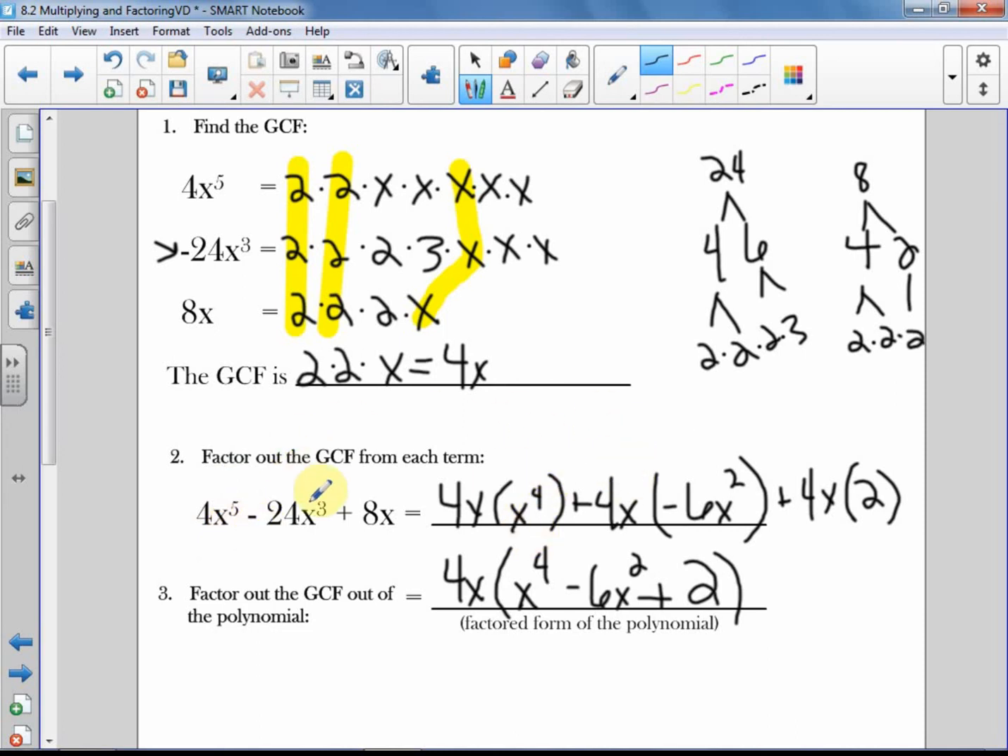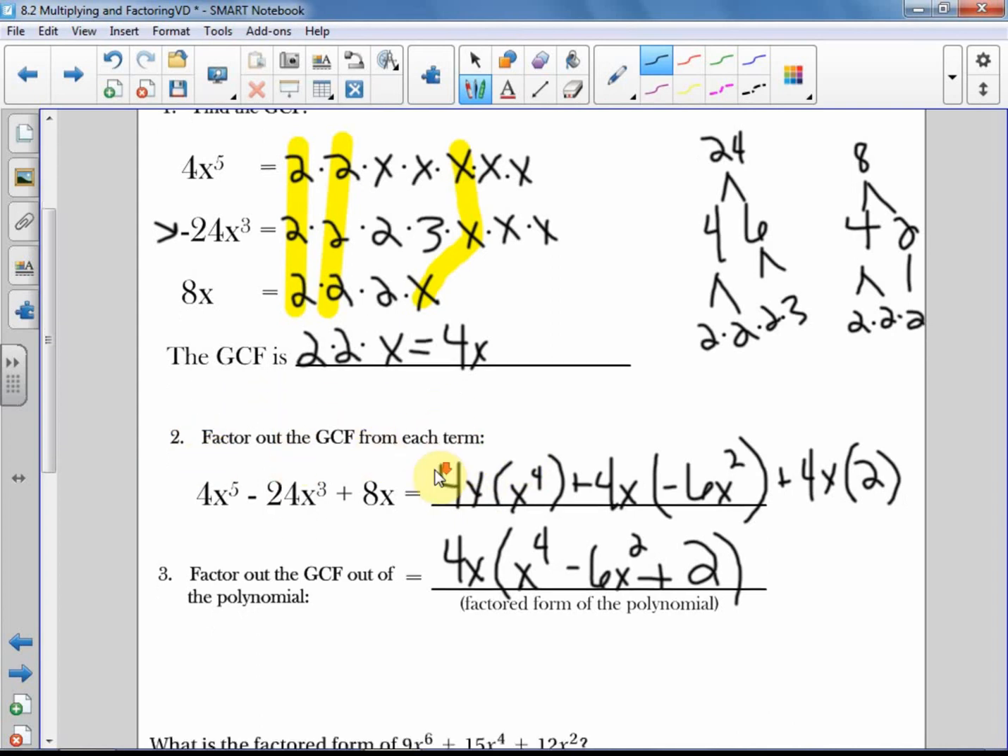I want to take a 4x out of 24x cubed. If you don't know how to do that, you can divide. So divide each and every term by 4x. That is how we quickly factor that GCF out. So if you really don't get how to factor it out, divide every single term by 4x, and that will use the quotient rule.